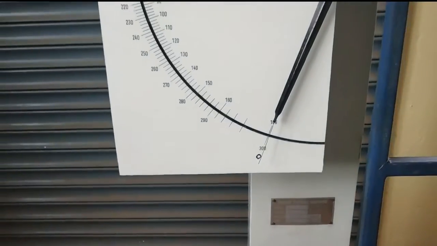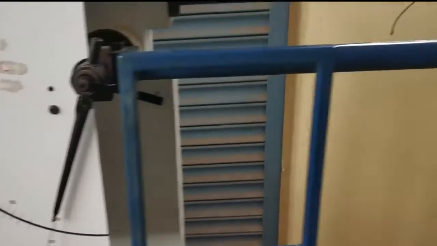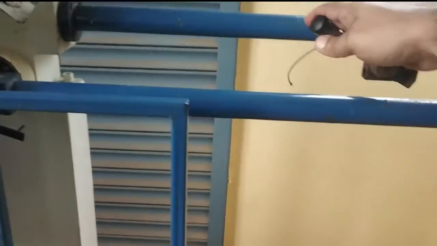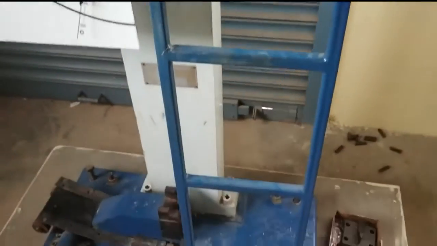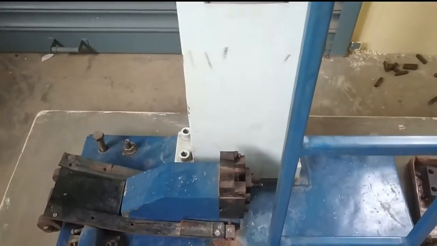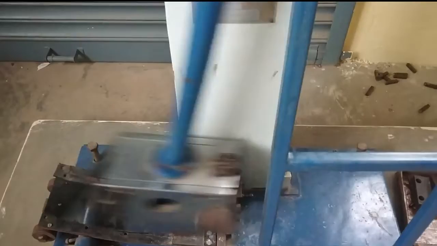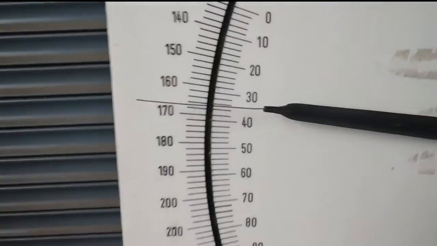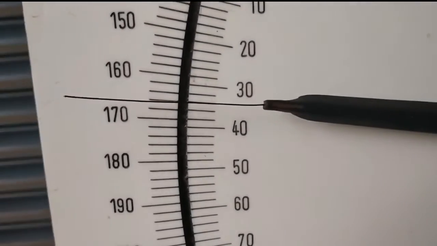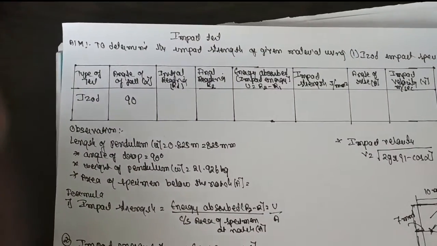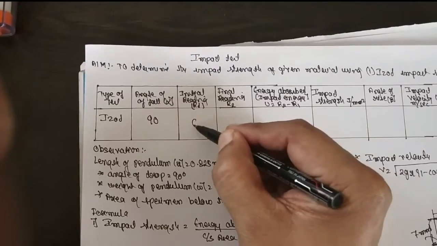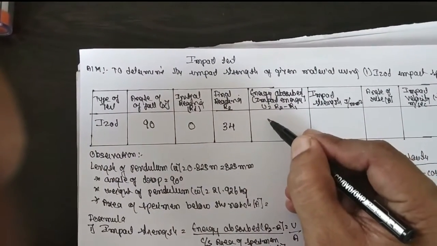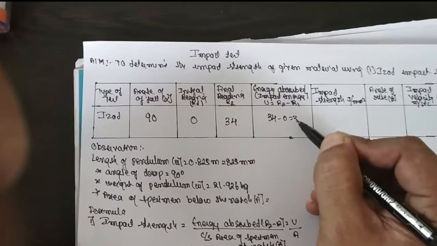Now here 168 is the maximum. Remove the safety lock. Release the lever. The obtained value is 34. The initial reading will be 0. The final reading is 34. 34 minus 0 will be 34.